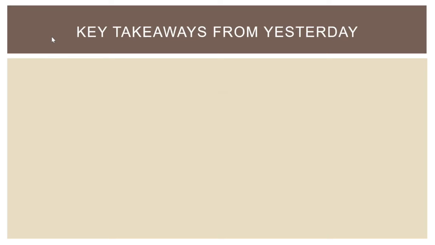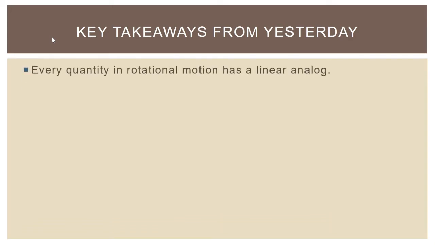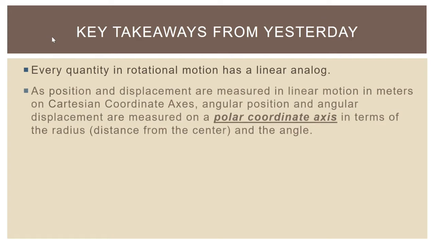The first thing I want to put on this list, which is probably the most important note we can write about rotational motion, is that every quantity in rotational motion has a linear analog, a version in rotational motion, if you will. And so, as we saw yesterday, we have in linear motion concepts like position and displacement. And essentially what we were saying yesterday is just that there's a rotational version of that. Those are called angular position and angular displacement, which brings us to our next bullet point.